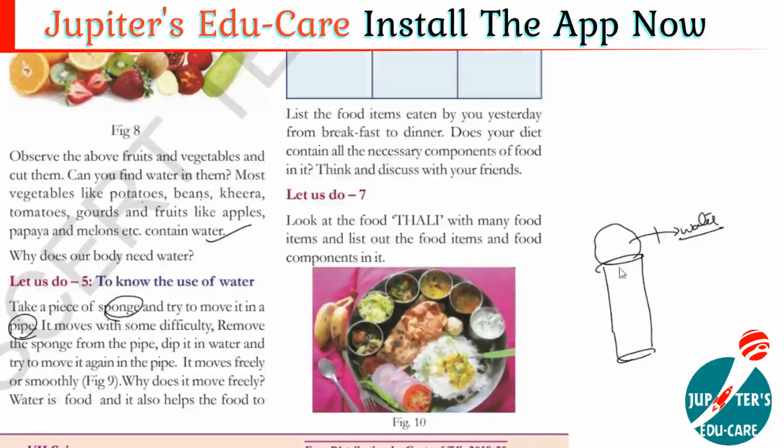Then you put the sponge in the pipe, and you can observe something. Slowly it will move through this pipe, right? So it moves freely and smoothly. Okay, why does it move freely?